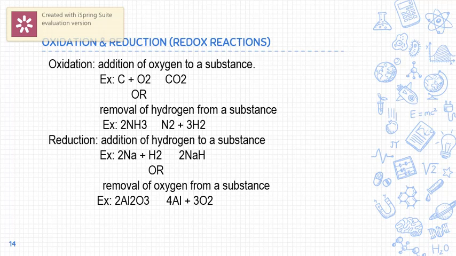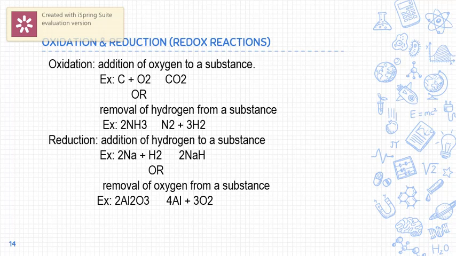Redox reaction. Redox is the combination of the two words reduction and oxidation, so it is called the redox reaction. Before we go into the meaning of redox reactions, let us understand what oxidation and reduction are. I have written here the classical meaning of oxidation and reduction. As we move to higher classes, we will understand the electronic meaning of oxidation and reduction.